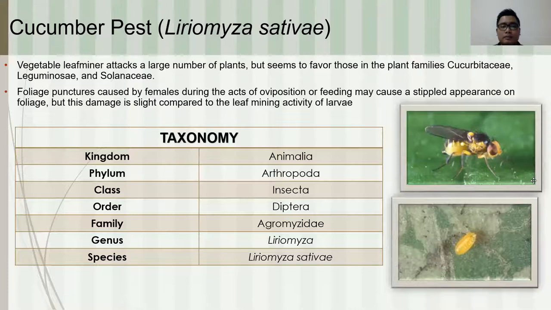Okay, second is the cucumber pest, Liriomyza sativae, usually known as the vegetable leaf miner. It attacks a large number of plants, but seems to favor those in the plant families Cucurbitaceae, Leguminosae, and Solanaceae. Foliage punctures caused by the female during oviposition or feeding may cause a stippled appearance on the foliage, but this damage is light compared to the leaf mining activity of the larvae. Liriomyza sativae is from the order Diptera and the family Agromyzidae.